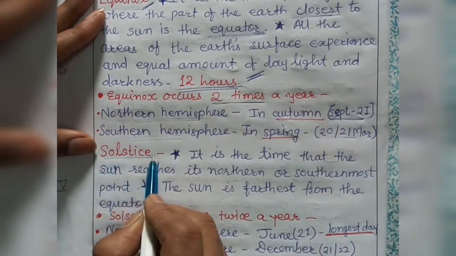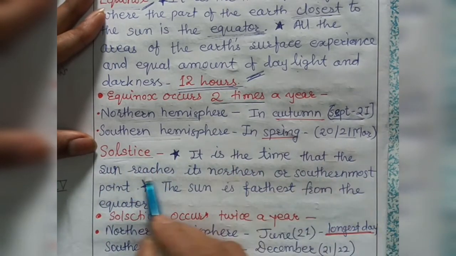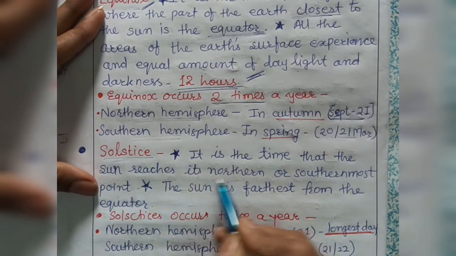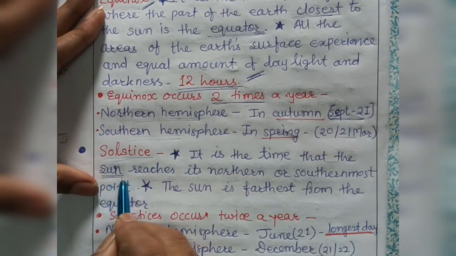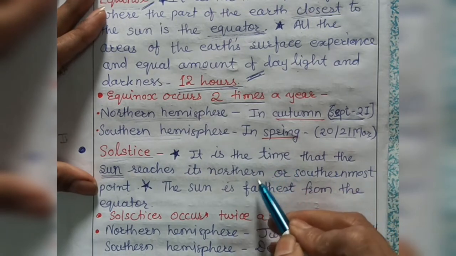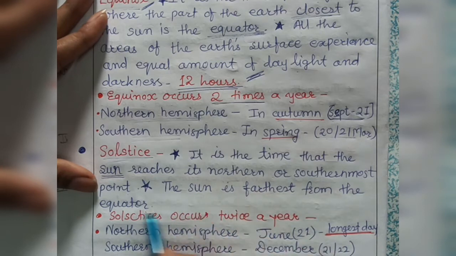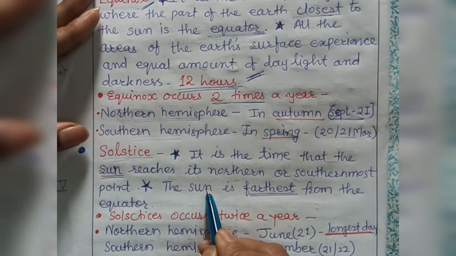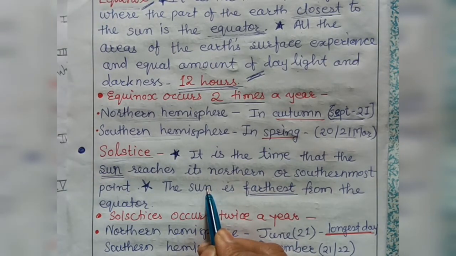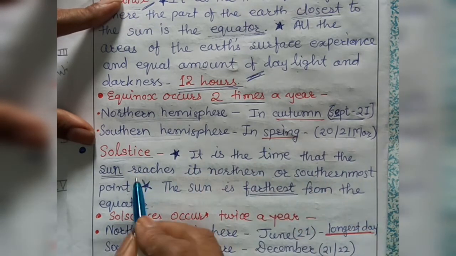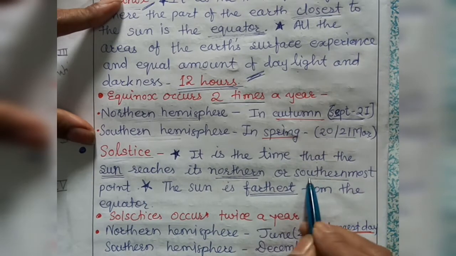Then we have solstice. What is solstice? It is the time that the sun reaches its northernmost or southernmost point, meaning the sun rays reach the northernmost or the southernmost part of the earth, that is the North Pole and South Pole. Okay, and the distance of the sun from the equator is the farthest, or we can say it is the longest distance between the sun and the earth. What is solstice? It is the time that the sun reaches its northernmost or southernmost point.